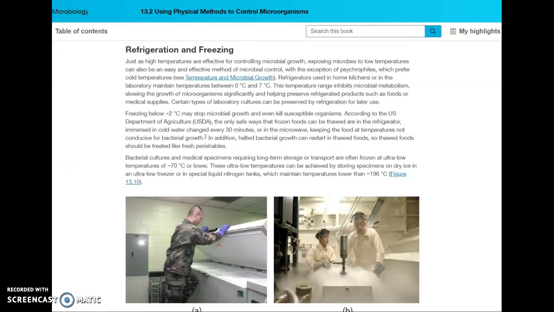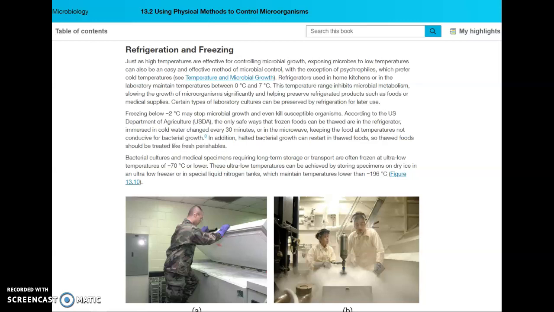Now, when we switch gears and go to cold, so we go to the absence of heat, to refrigeration and freezing. Exposing microbes to low temperatures can be used as methods of microbial control. But of course, remember our psychrophiles and our psychotrophs, they can survive in cold temperatures. Refrigerators that are used in home kitchens are usually somewhere between 0 degrees Celsius and 7 degrees Celsius, usually somewhere between 35 and 40 degrees Fahrenheit. Refrigerators should always be kept lower than 40 degrees Fahrenheit.